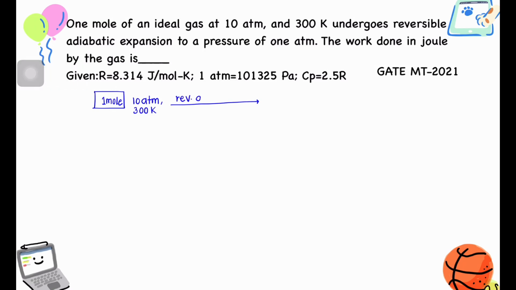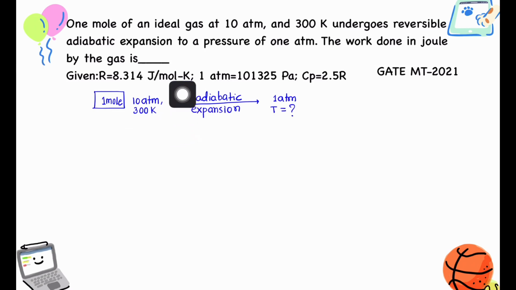So reversible adiabatic expansion. Okay. Final pressure is 1 atm and final temperature we don't know.